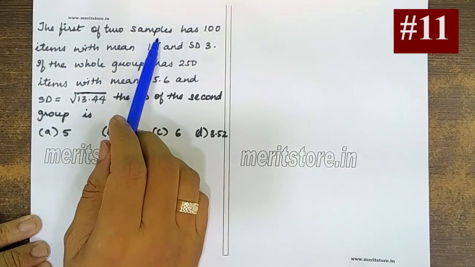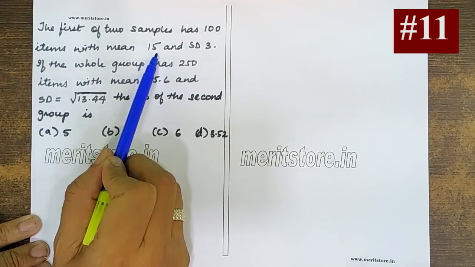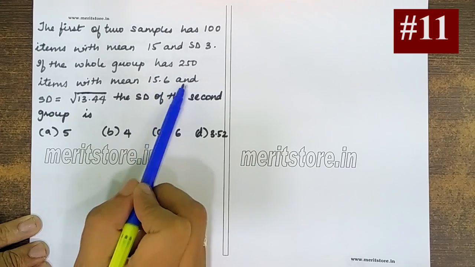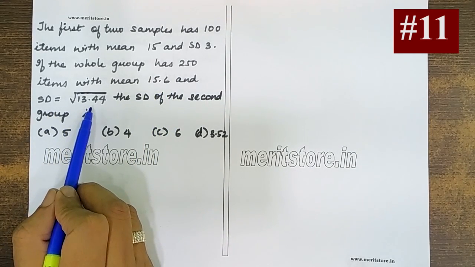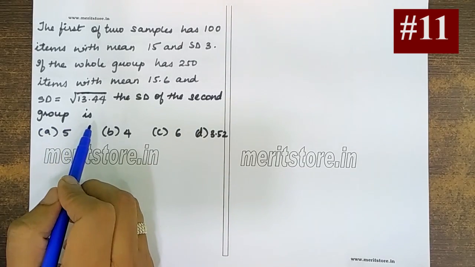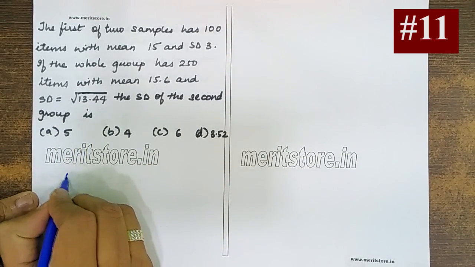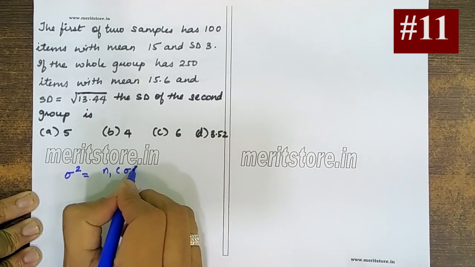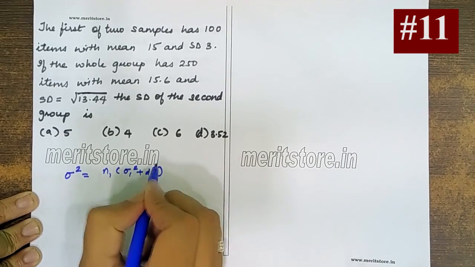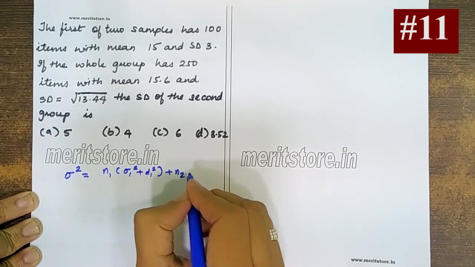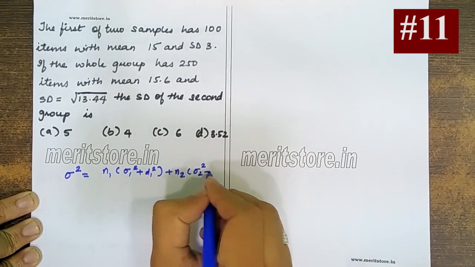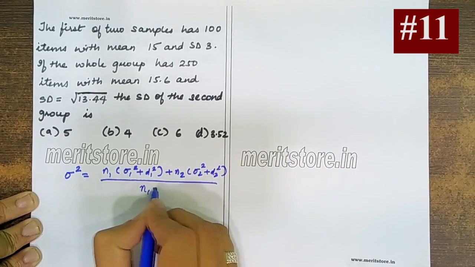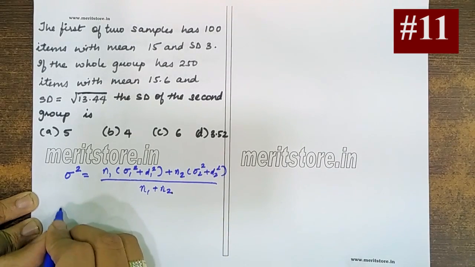The first of two samples has 100 items with mean 15 and standard deviation 3. If the whole group has 250 items with mean 15.6 and standard deviation root 13.44, then the standard deviation of the second group is. Now here we will use this formula that sigma square is equal to n1 into sigma 1 square plus d1 square plus n2 into sigma 2 square plus d2 square, the whole upon n1 plus n2, where what is the value of d1?